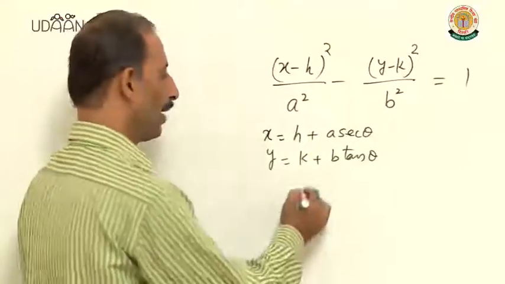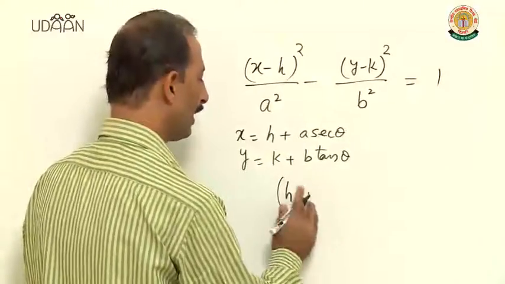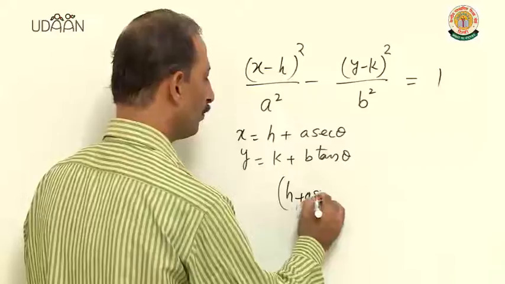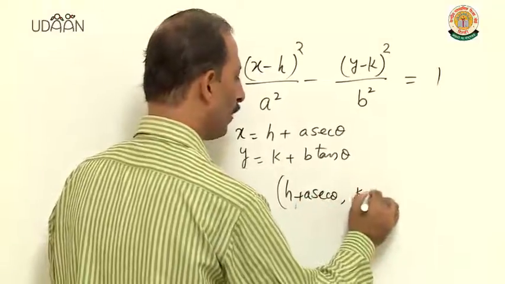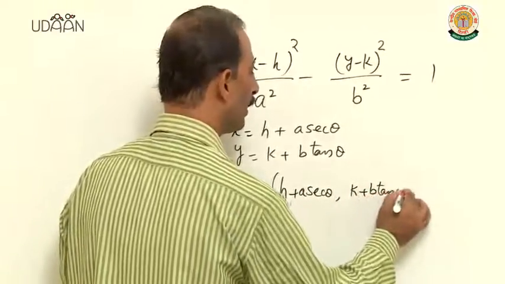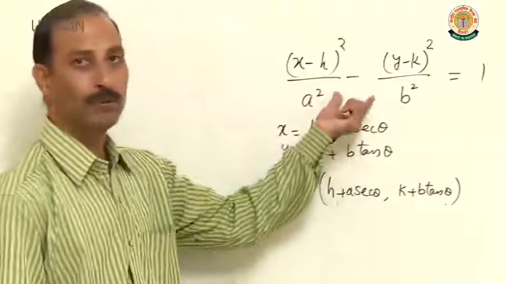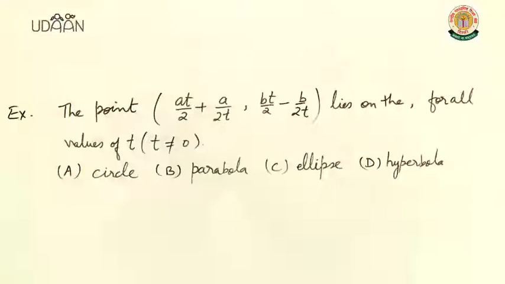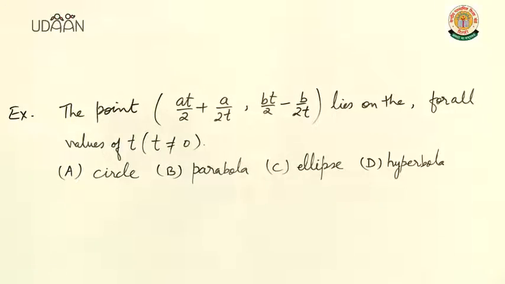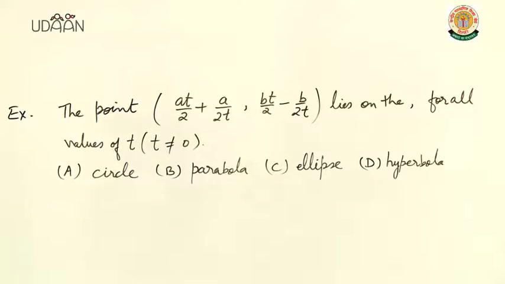So we can write parametric coordinates this way: h plus a sec theta comma k plus b tan theta. That is the parametric coordinates for this equation. Now in this example, the point at upon 2 plus a upon 2t and bt upon 2 minus b upon 2t lies on the, for all values of t, t should not be 0. Options are circle, parabola, ellipse and hyperbola.